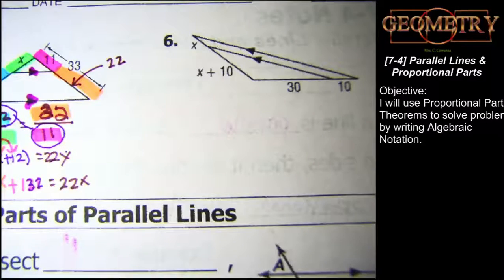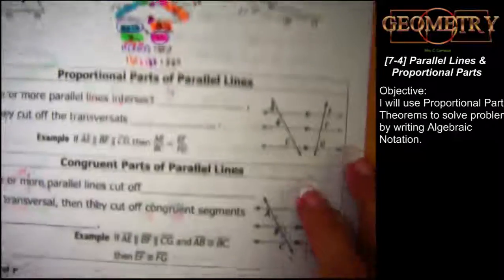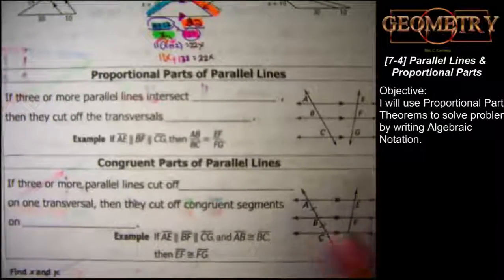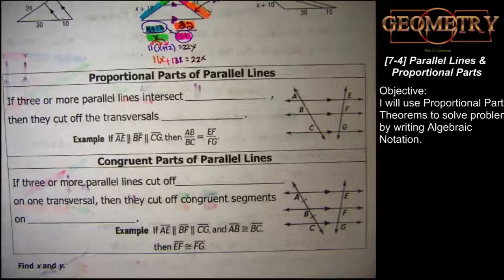Okay? Number 6. Same sort of setup. It's the exact same thing as 5. Okay, good. 2 last theorems: proportional parts of parallel lines and congruent parts of parallel lines. We're going to do the proportional parts first.